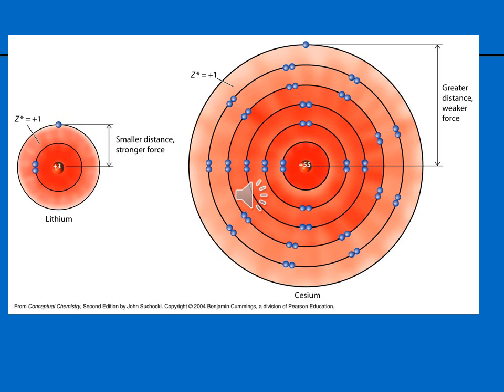So in the group from up to down, the attraction decreases because energy levels increase, and the nucleus can't attract the electrons well as the energy level is increasing, so electronegativity is decreasing. So again, attraction decreases, so electronegativity decreases. That's in the group.